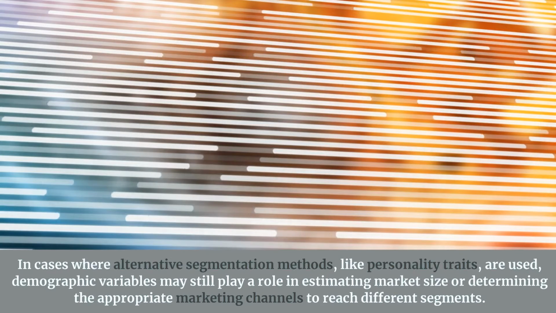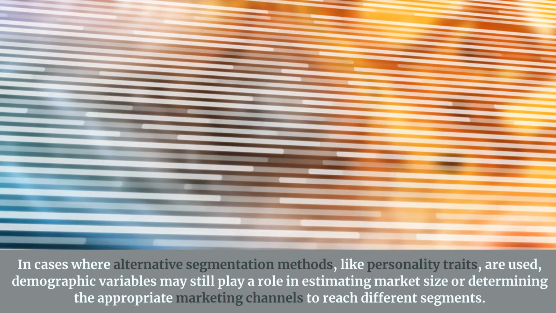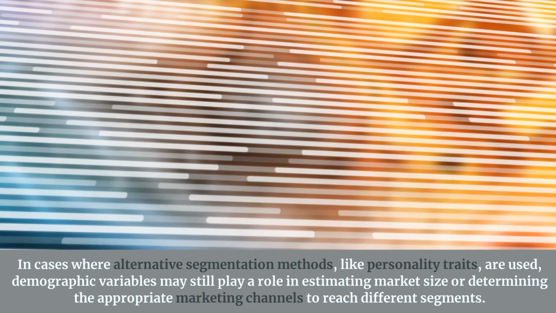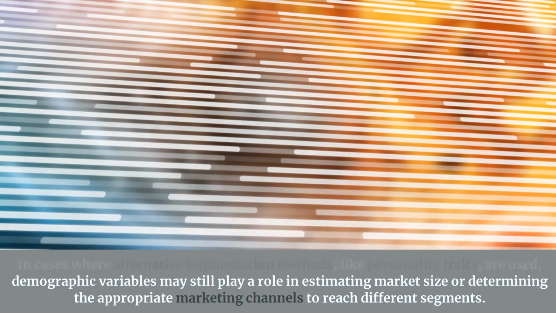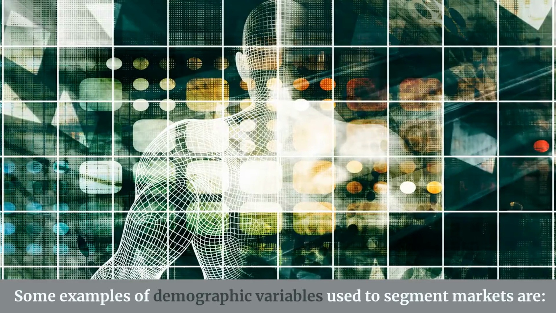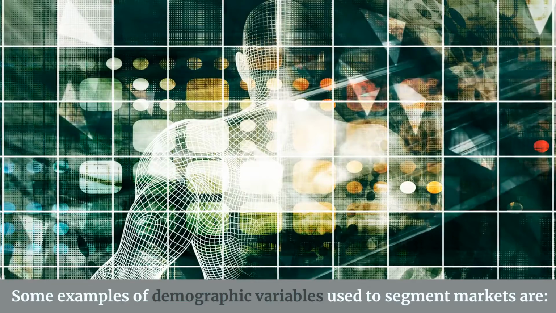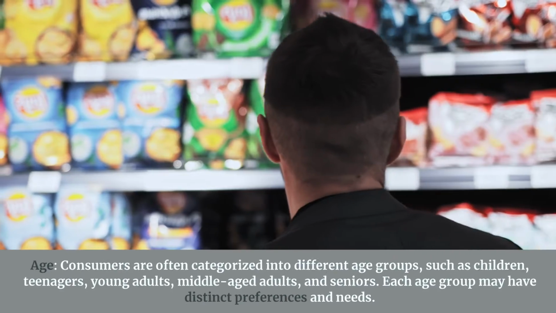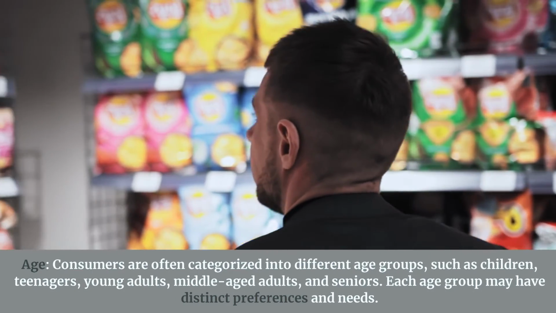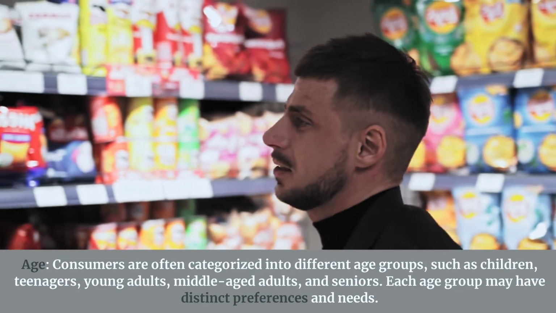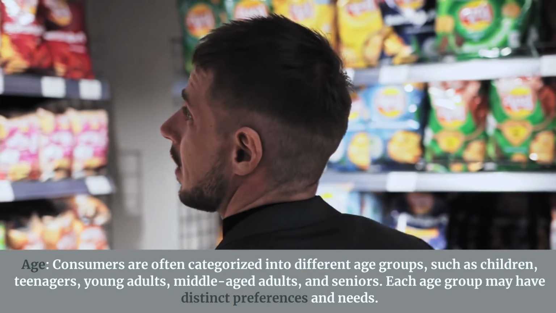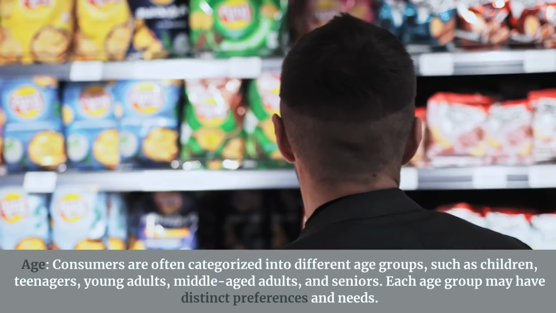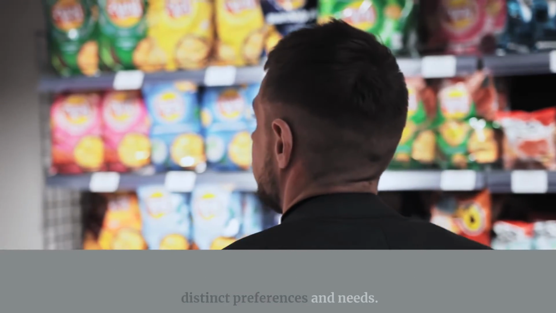In cases where alternative segmentation methods, like personality traits, are used, demographic variables may still play a role in estimating market size or determining the appropriate marketing channels to reach different segments. Some examples of demographic variables used to segment markets are: age. Consumers are often categorized into different age groups, such as children, teenagers, young adults, middle-aged adults, and seniors. Each age group may have distinct preferences and needs.